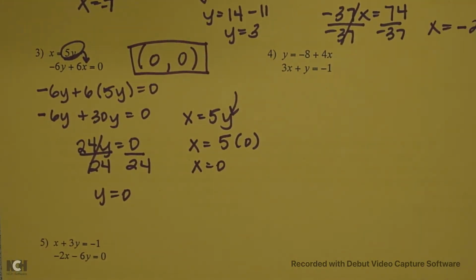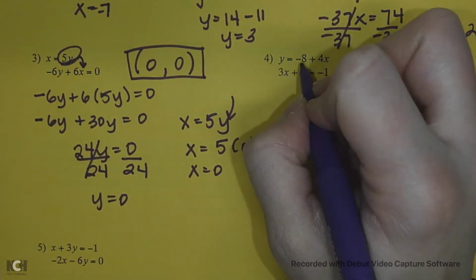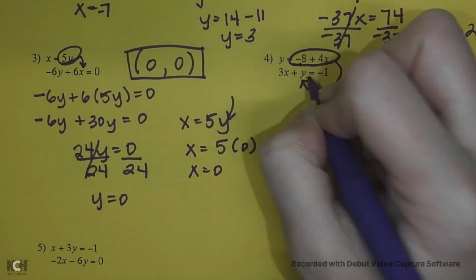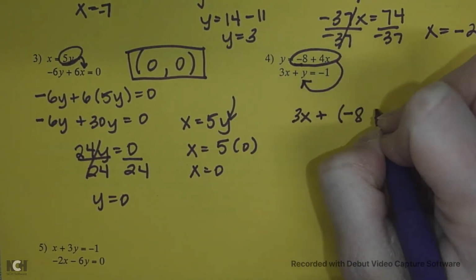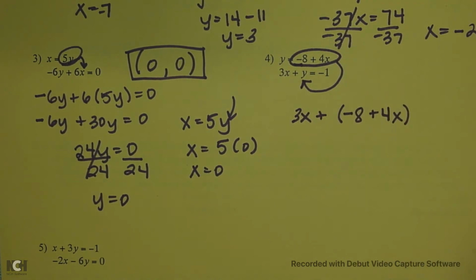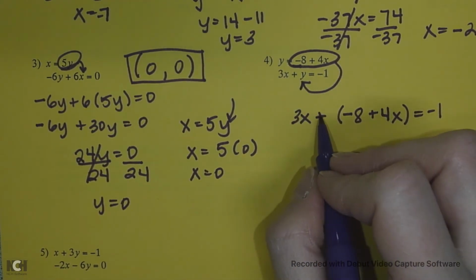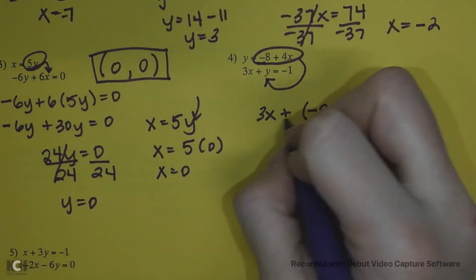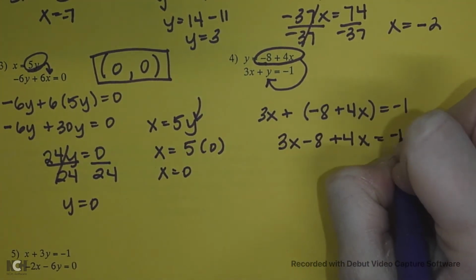Okay, number 4. I have the top equation with y equals, so I'm going to take this y value and plug it into the opposite equation where my y is. So we have 3x plus, then we're going to write everything that y was equal to. I love parentheses, but you don't have to use them here. The reason why is because it's just a plain y with a plus in the front. So I don't really distribute the plus. I mean, you could, but it's not going to change anything. So this really is 3x minus 8 plus 4x equals negative 1.